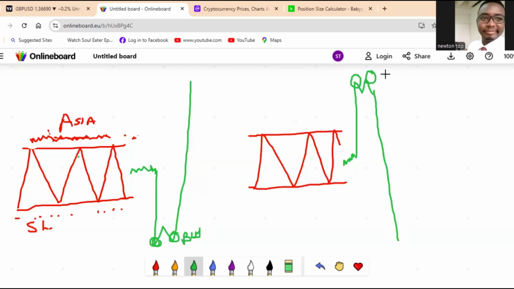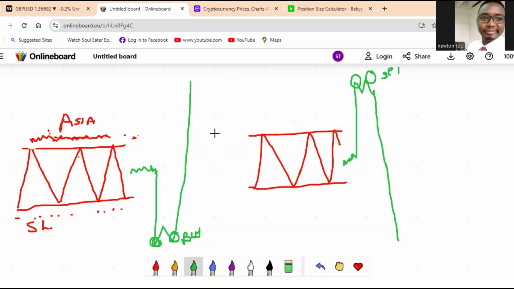Here you sell. When liquidity is taken on the low side, you buy. When liquidity is taken on the upside, you trade the opposite. So you are trading the opposite of the breakout. If the breakout is happening here, you are trading the opposite of the breakout. Now you are thinking like a professional trader, guys.